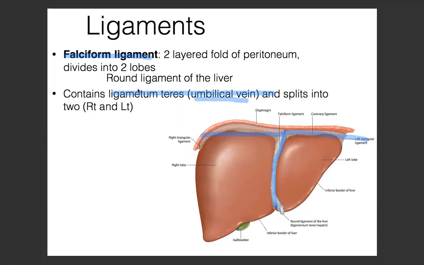So if you see the word ligamentum teres or umbilical vein or round ligament of the liver, they're all the same thing. Okay. So it splits into right and left. Okay. This is the falciform ligament. So far, is it clear, Jamar?